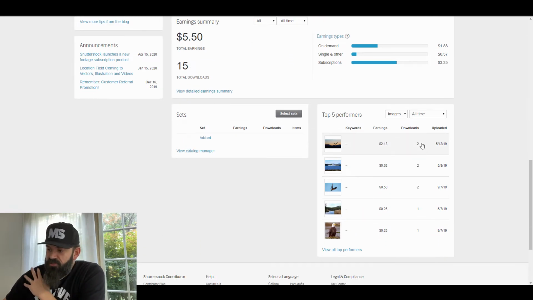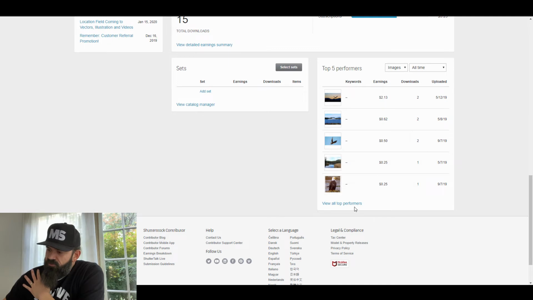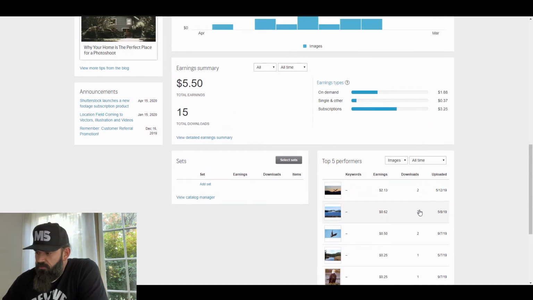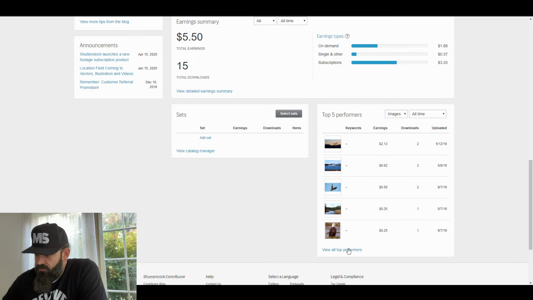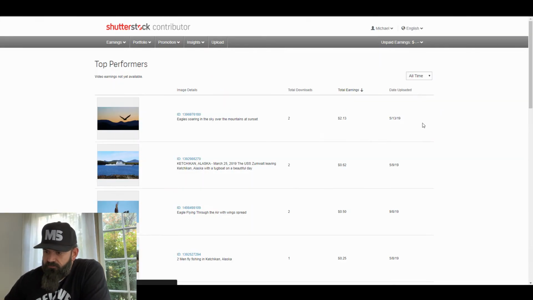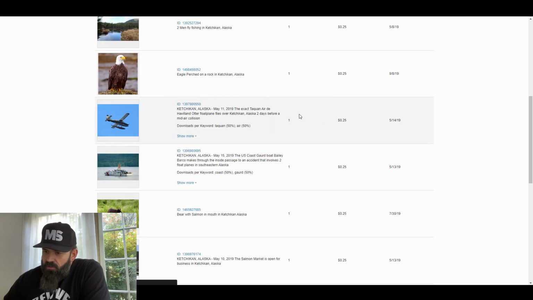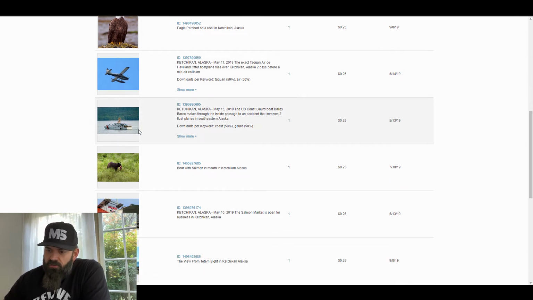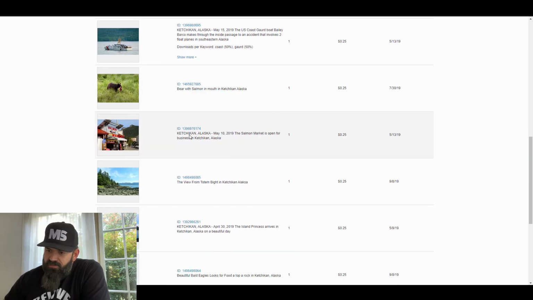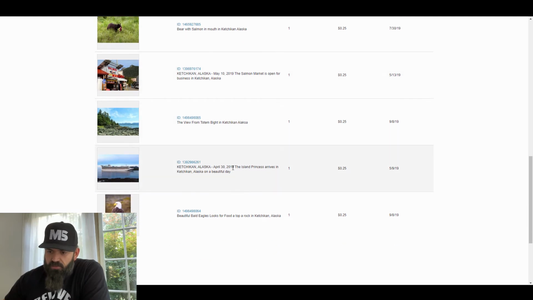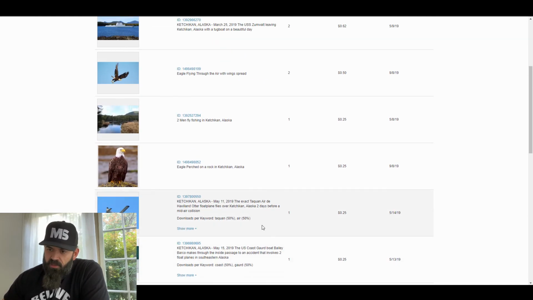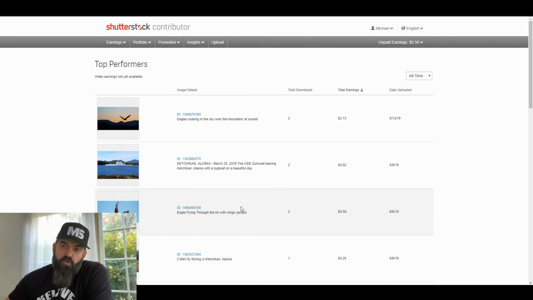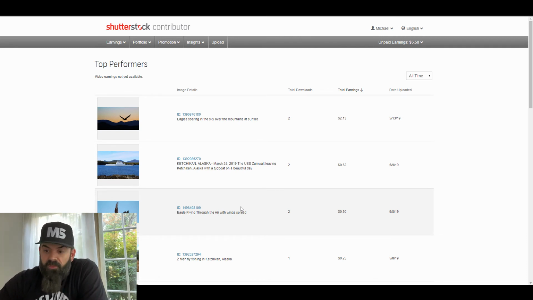Like I said, here are the numbers. 2 downloads for this image, 2 downloads for this image, 2 for this image, 1 for this one, and 1 for this one. And then 2, 4, 6, 7, 8. Let's just see here, view all top performers. All right, the plane got 1, the boat got 1, the bear eating the meat got 1, the salmon market, and a couple landscapes and eagles there. So you can see the portfolio there. It's a different portfolio, pictures of eagles and birds and whatnot.